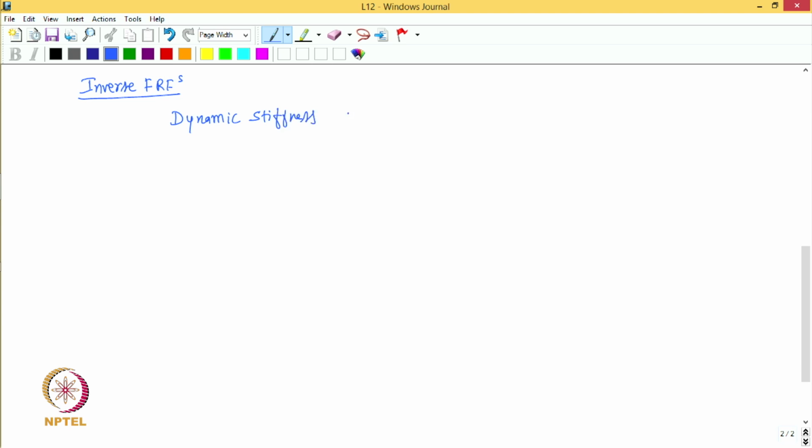Often denoted by Z of omega, this is nothing but the ratio of the force applied in the frequency domain and the response in the frequency domain. So, that is nothing but the dynamic stiffness. Then there is something called impedance. This impedance, if we denote it by I omega, is the ratio of the force applied on the system in the frequency domain and the velocity of the response in the frequency domain.